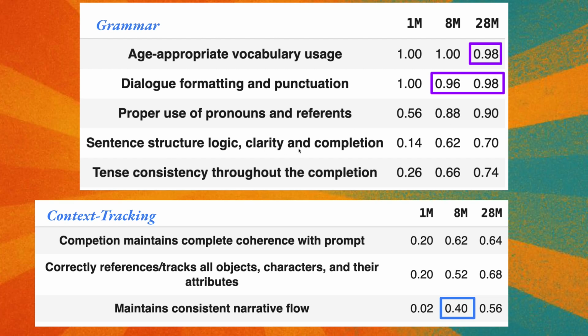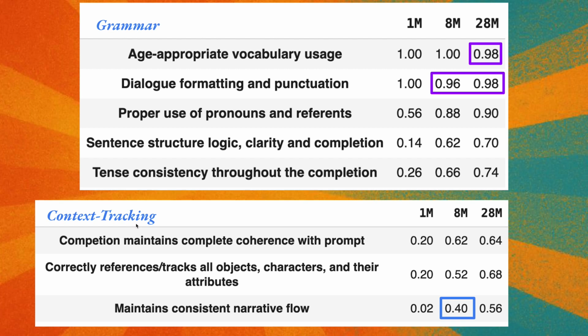Sentence structure, logic, clarity, and completion. This was the biggest one. As you can see, the biggest jump from 0.14 to 0.62. And that was really evident. The small model had terrible structure, logic, clarity, and completion for the sentences. And the tense consistency throughout the completion also had a similar jump. And, lots of repetitive sentences and things like that for the smallest model.